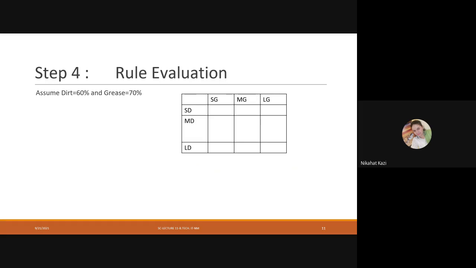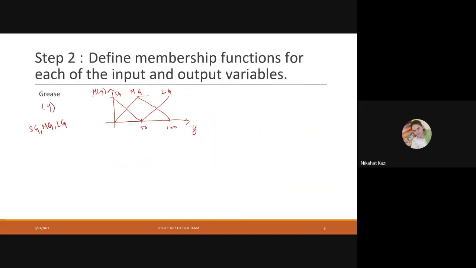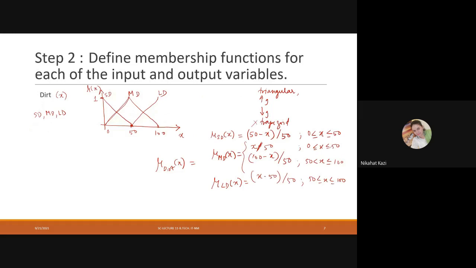So for evaluating the rules, we need to look at where this 60% and 70% lie in the range of the fuzzy membership functions that we have defined for dirt and grease respectively. So for dirt to be 60%, where does that 60% lie? I'll go back to the membership function for dirt. Where is this 60 lying?